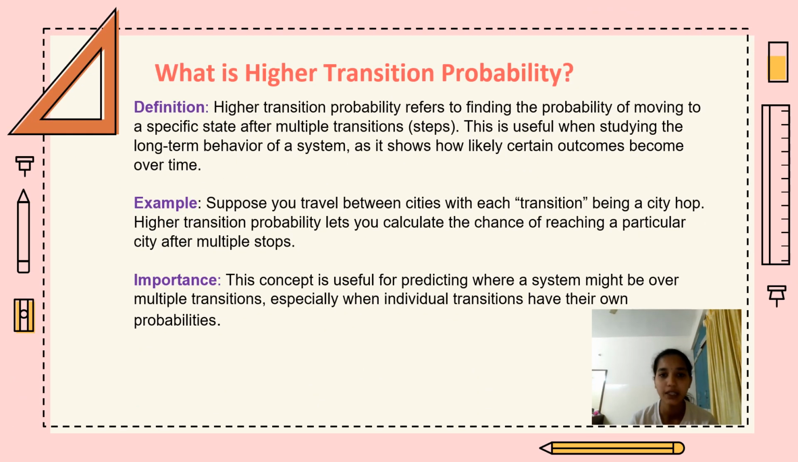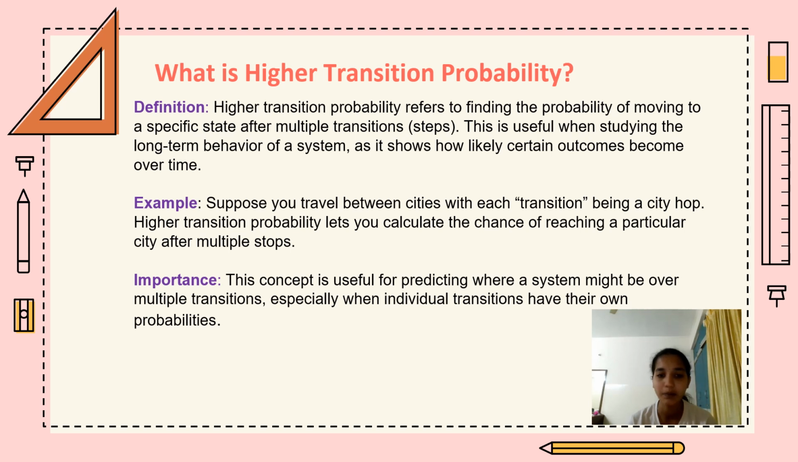What is higher transition probability? Definition. Higher transition probability refers to finding the probability of moving to a specific state after multiple transitions. This is useful when studying the long-term behavior of a system as it shows how likely certain outcomes become over time. Example. Suppose you travel between cities with each transition being a city hop.